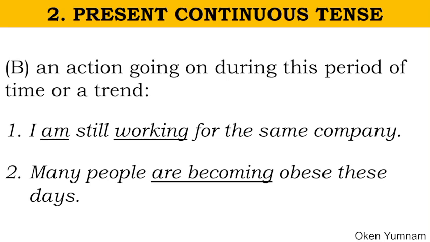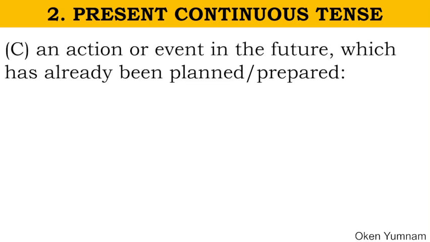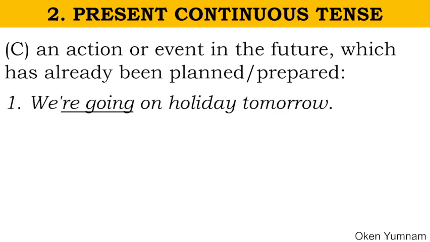Now coming to the next use of present continuous, we use it for an action in the future, which has already been planned or prepared. Let's see here. We are going on holiday tomorrow. The action will be in the future time, tomorrow, but it is already planned. So we are going.